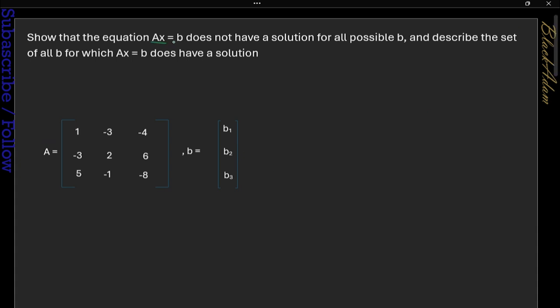Welcome, this is your tutor Black Academy. Ax equals b, and that means the first column is x1, the second column of matrix A is x2, the third column is x3, and then we have the constant column.